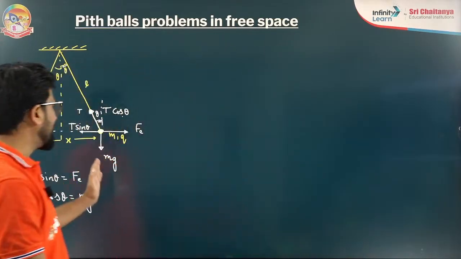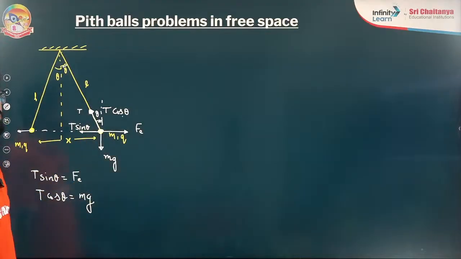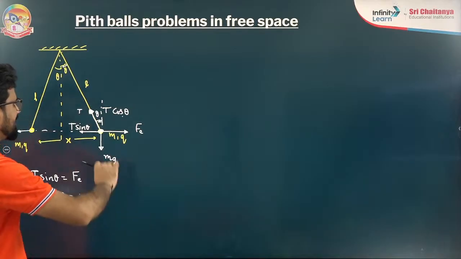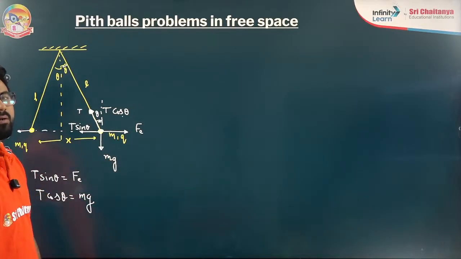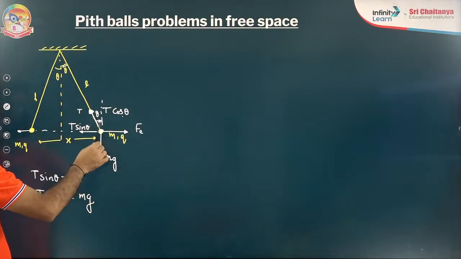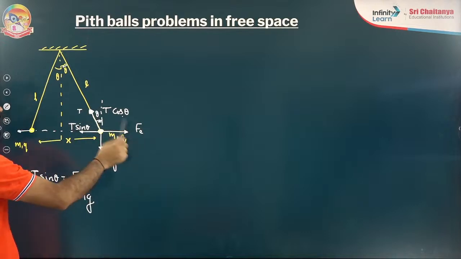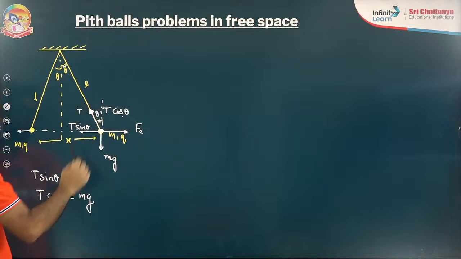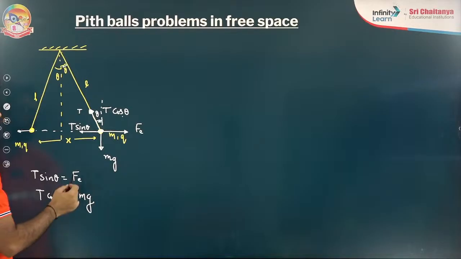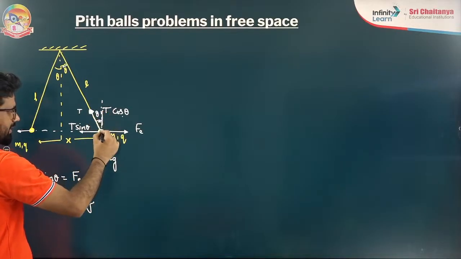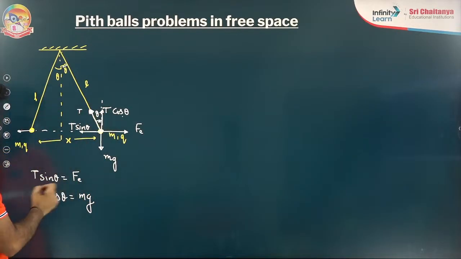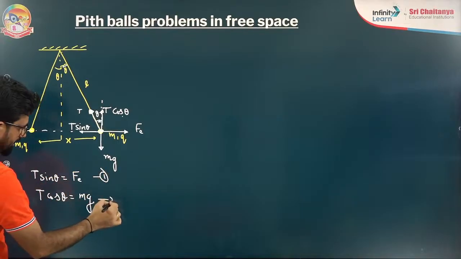Very simple beta, this ball is not moving neither in horizontal direction nor in vertical direction. That means there is equilibrium in horizontal direction as well as in vertical direction. So we are taking two components, this is T cos theta and this is T sin theta. So T sin theta is equal to Fe and T cos theta is equal to mg. These are the two components that we have seen here. That's the very basic. Now just divide both. This is equation 1, this is equation 2.